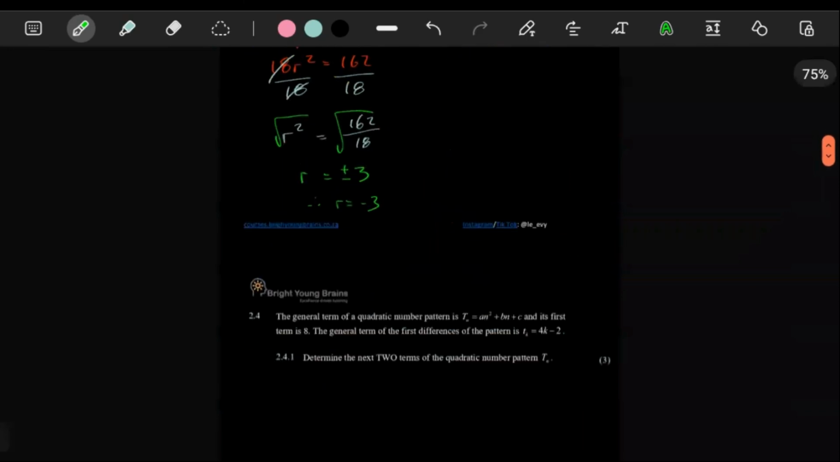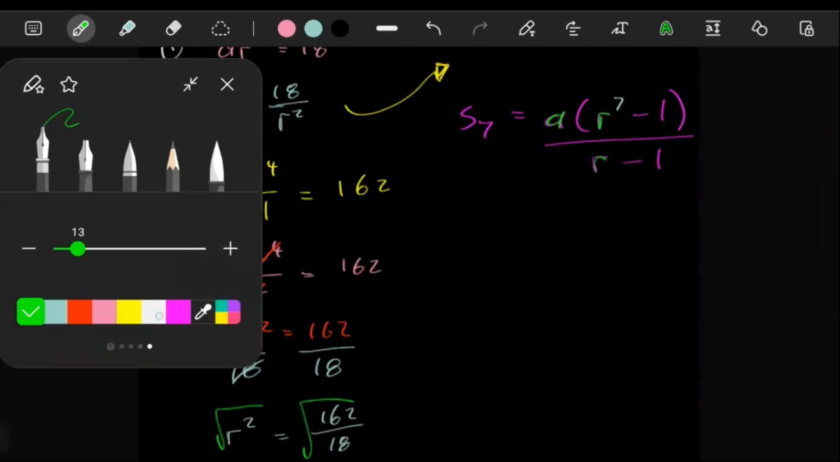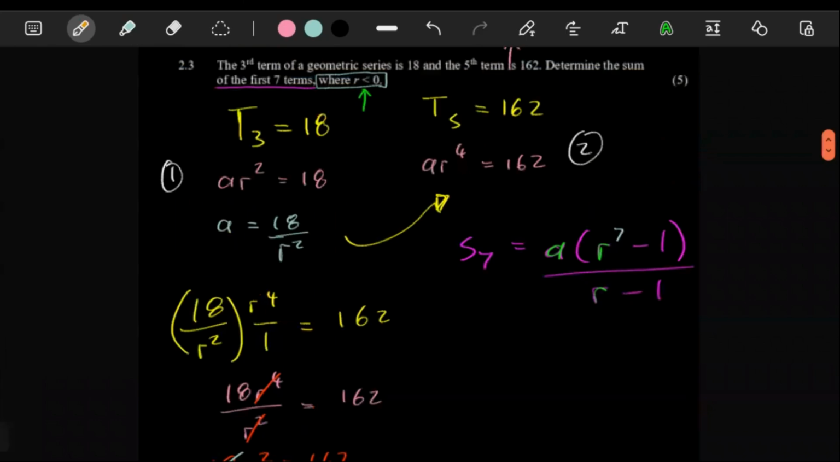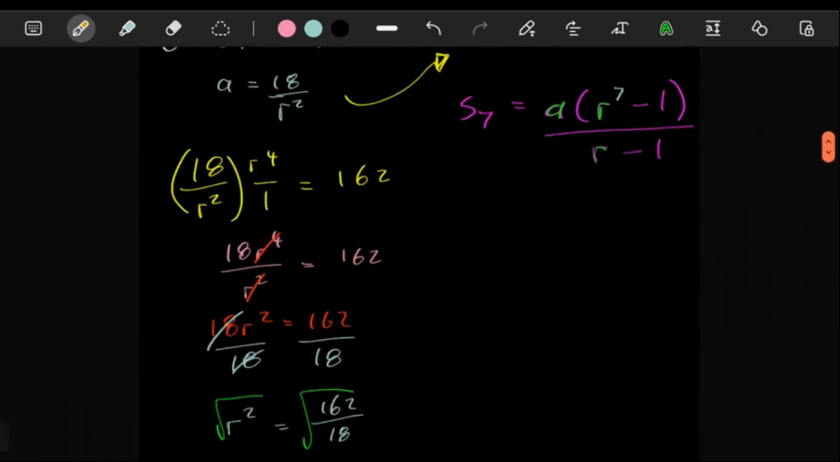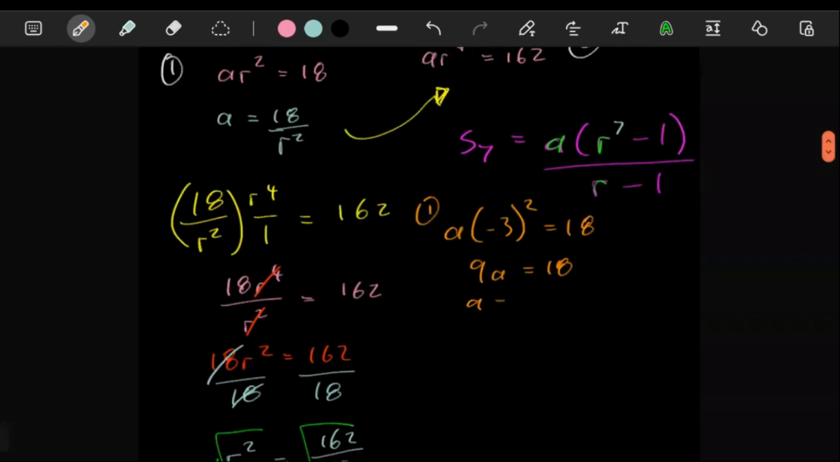Since we now have R, we can easily get A by using the second equation, or whichever way, as long as you have R, you can use any equation to get A. Even this one, let's put R there. So in the first equation, if you put R there, which is -3, this is just going to give us 9A. And then divide both sides by 9, you can have A is equal to 18 over 9, which is just 2.